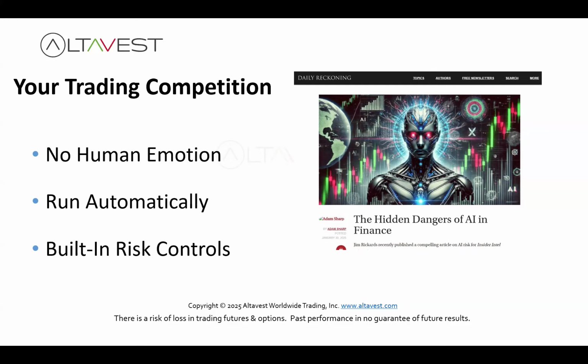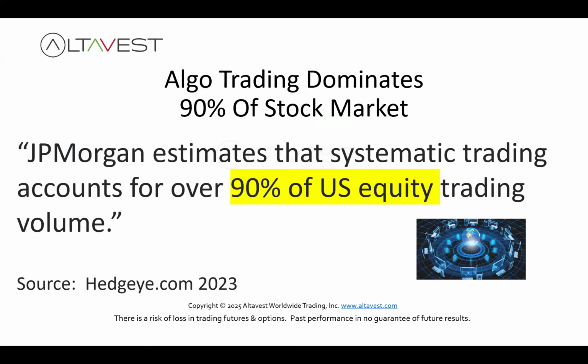Your trading competition is just automation, and they have no emotion, and they have built-in controls. So 90% of the stock market US equity trading volume, according to JP Morgan, is systematic trading. So essentially that's just trading that's going to occur, for example, based on flows into ETFs and that type of thing, and based on algos and pre-programmed trading. Although retail trading, of course, has taken on a bigger slice of the pie, still the systematic trading is really dominating here.